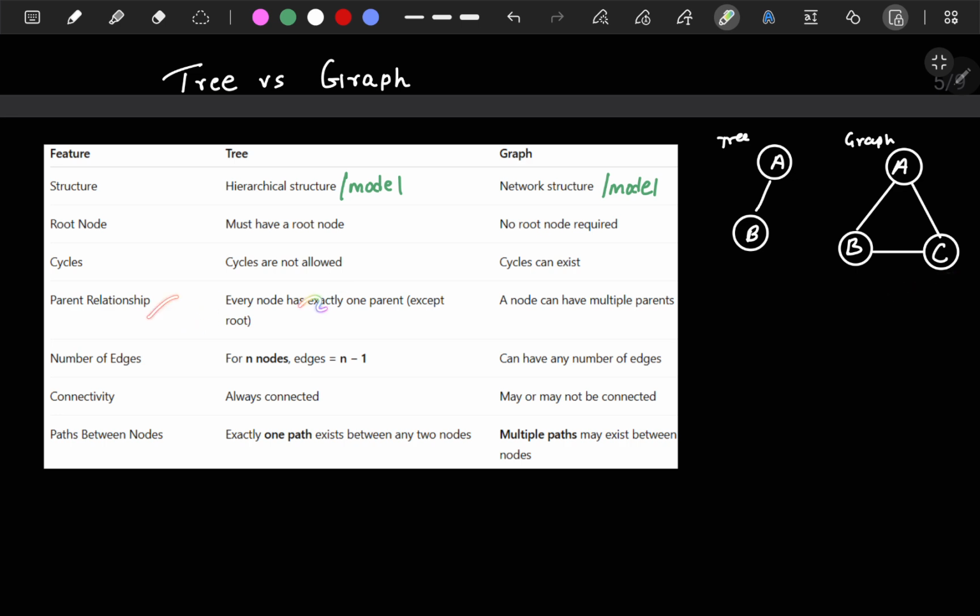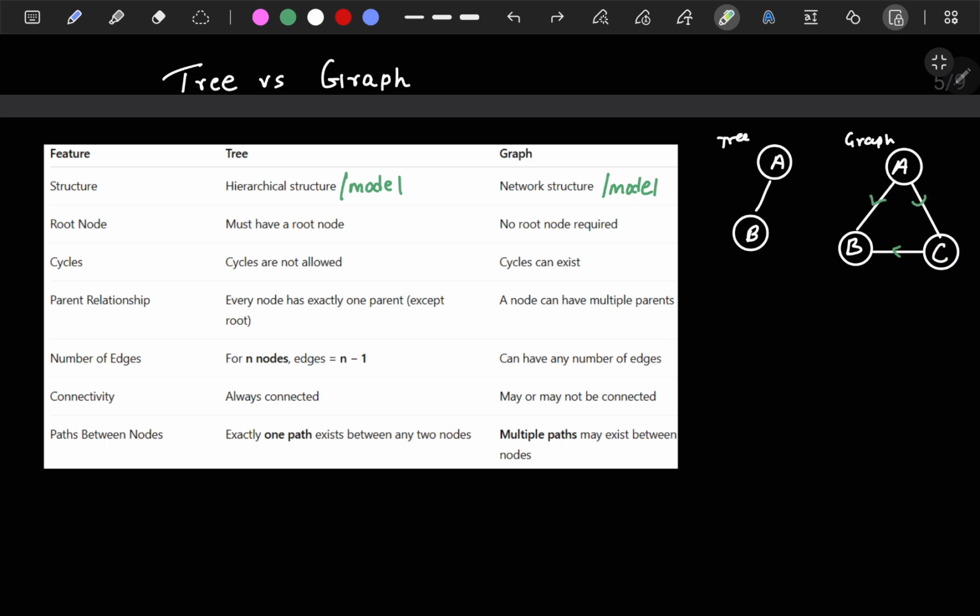Now the parent relationship. In a tree, every node will have exactly one parent. It will never have more than one parent. But coming to graph, it can have more than one parent. You might be wondering how. Let's take this example only. I will convert it into a directed graph, then you can understand. Okay, I have put the direction here. You can see the direction.